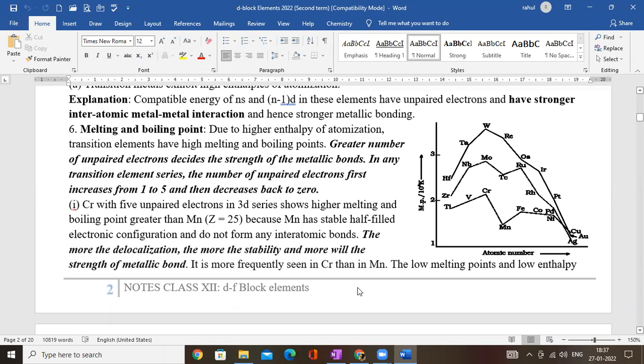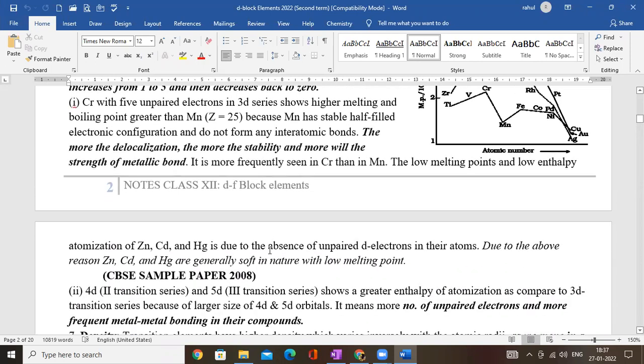But when we are talking about chromium, the electrons are more delocalized, they are more stable, and they have more metallic bond formation, greater stability, and that's why they have greater enthalpy of atomization, as well as they have a higher melting and boiling point.